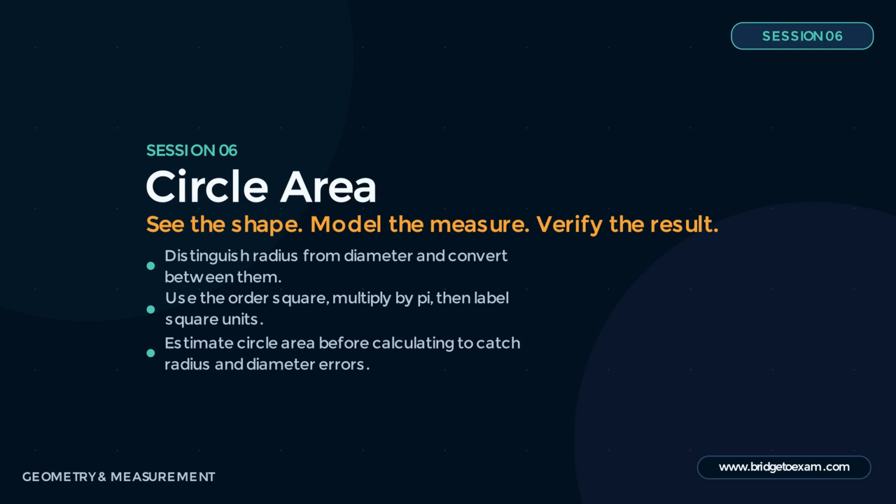Use the order: square, multiply by pi, then label square units. Estimate circle area before calculating to catch radius and diameter errors. Keep the diagram, the calculation, and the unit connected at every step.